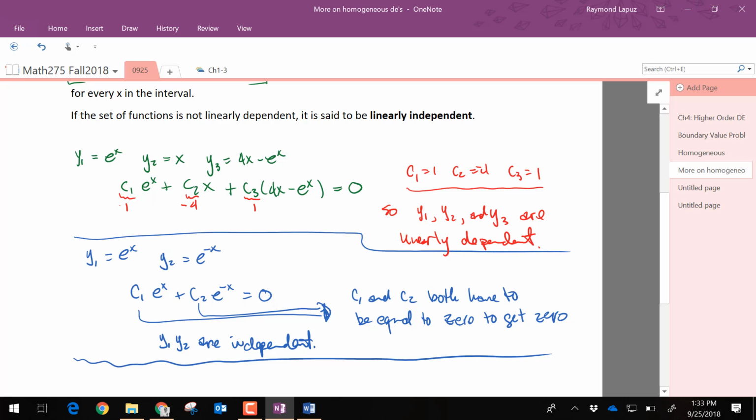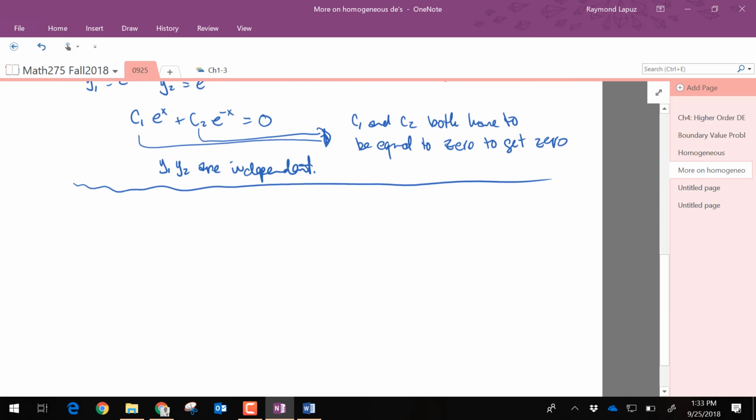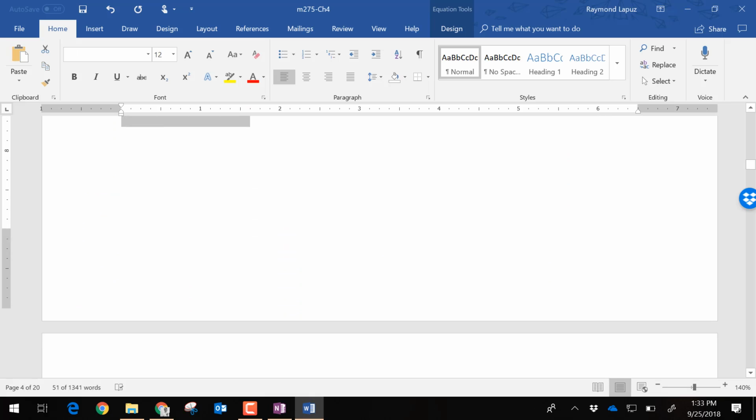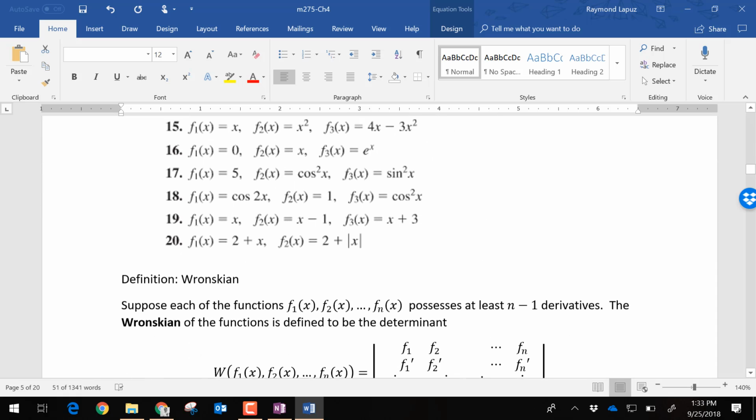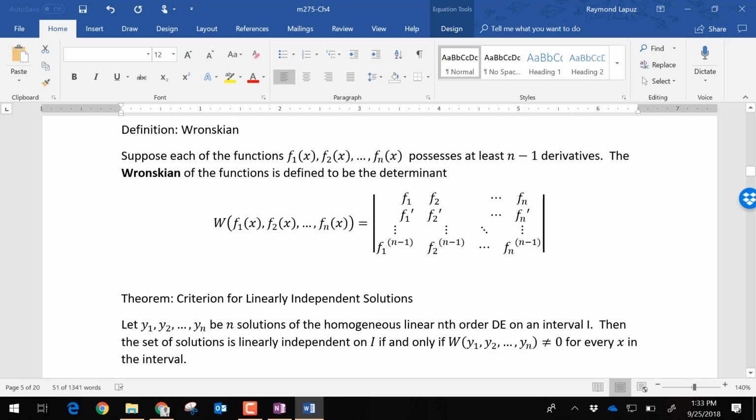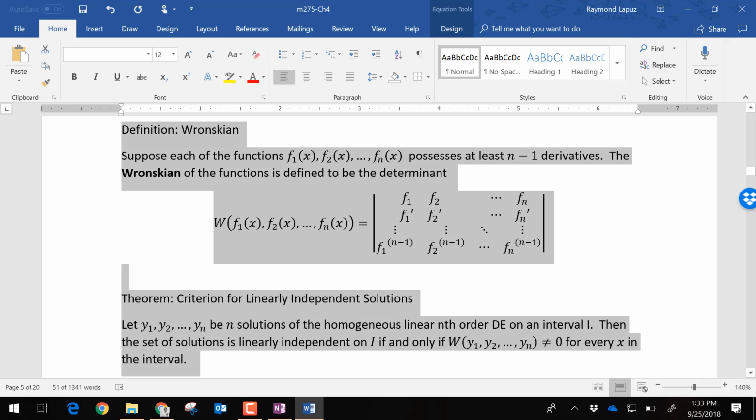Okay. Now, finding out whether a set of functions is linearly independent or dependent using this method is not the easiest thing to do, especially if you have a lot of them. And so it turns out that there's another way to find linear independence for these functions. And that is the Wronskian.